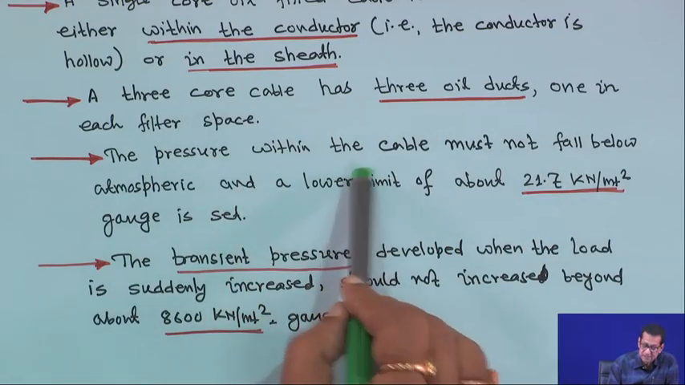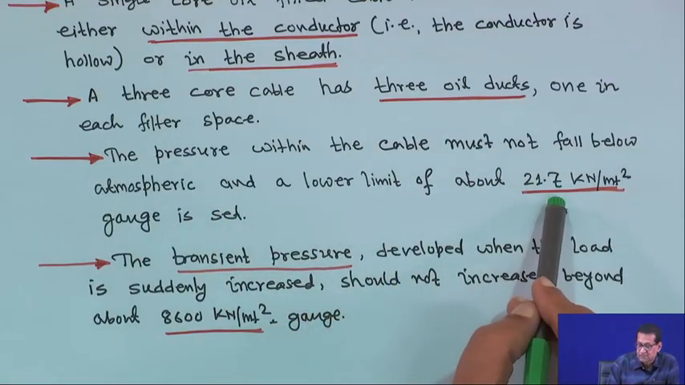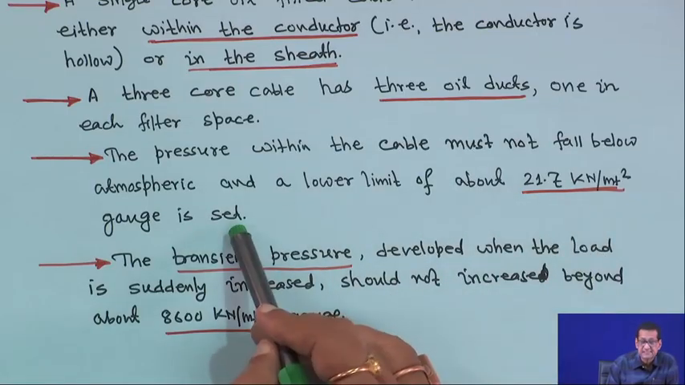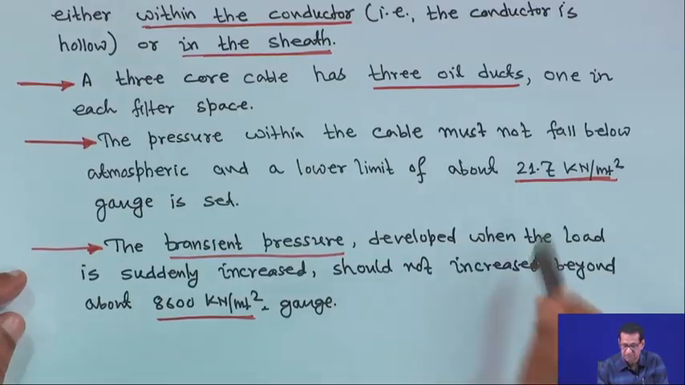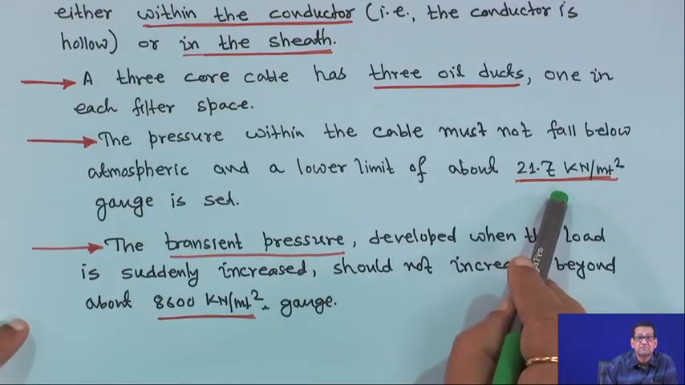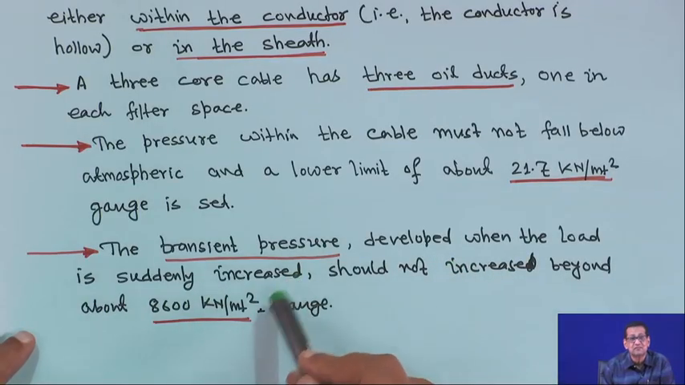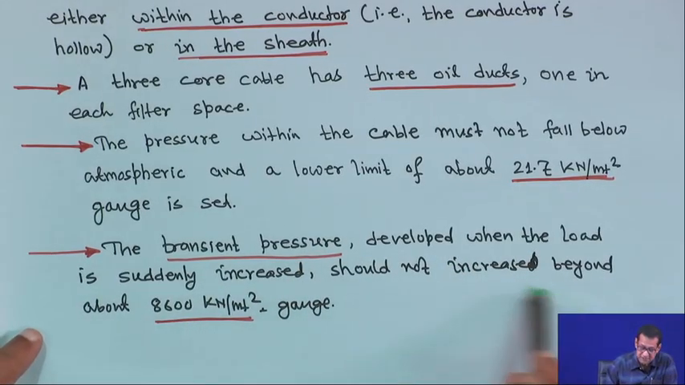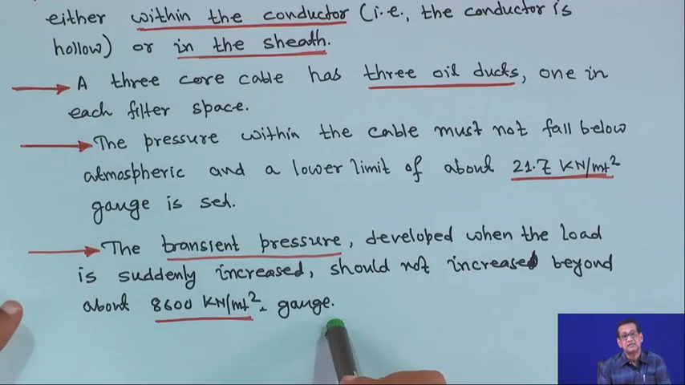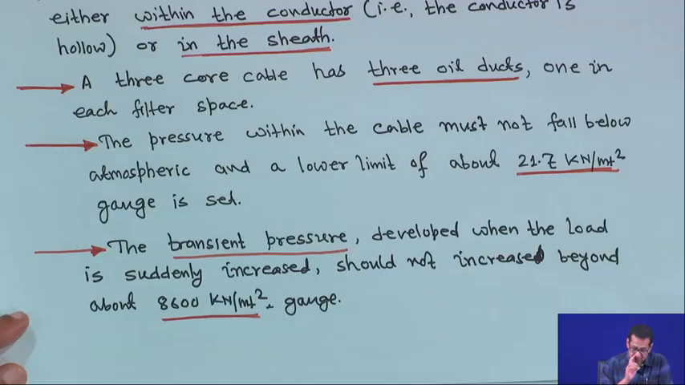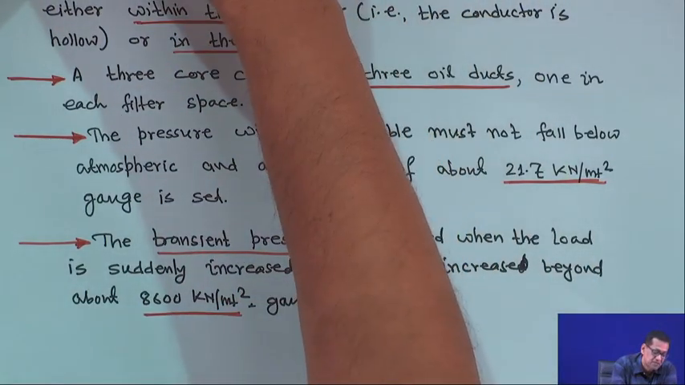The pressure within the cable must not fall below atmospheric, and a lower limit of about 21.7 kilonewton per meter square gauge is set, right. So, it must not fall below atmospheric pressure, and the lower limit of about this much gauge is set. The transient pressure developed when the load is suddenly increased, naturally transient pressure will be there, should not increase beyond about 8600 kilonewton per meter square gauge, right. So, these are what you have to maintain for your oil filled cable.